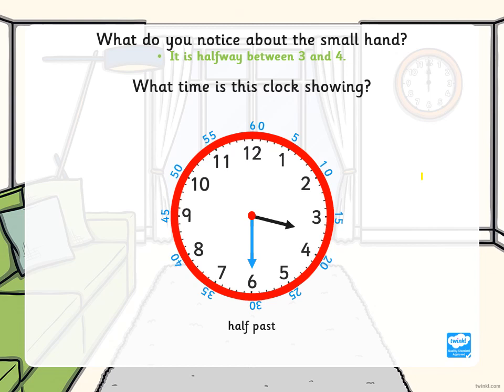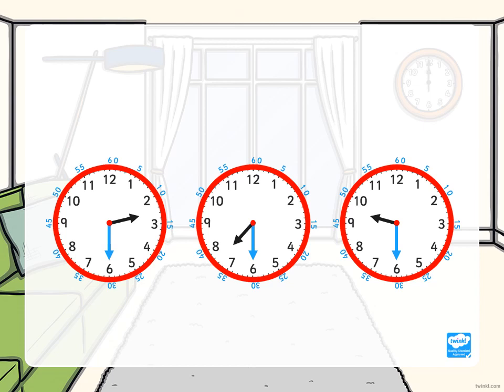So what time is the clock showing? The minute hand is on the 6, which is 30 minutes past. It is half past. But what hour is it half past? Is it half past 3 or half past 4? I hope you said half past 3, because the hour hand hasn't got to 4 o'clock yet. So it is half past 3.